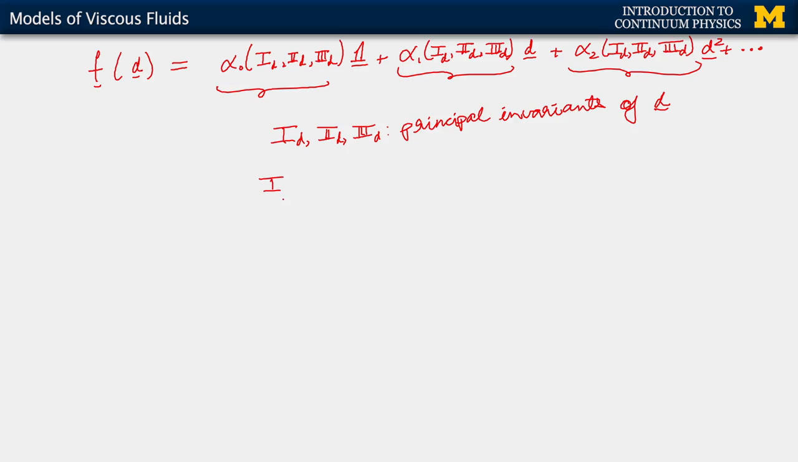However, having chosen these to be the principal invariants of d, what we also have is that the principal invariants of q d q transpose are the principal invariants of d. Of course, I'm abusing notation by writing q d q transpose in a subscript, but I think you understand what I mean here.